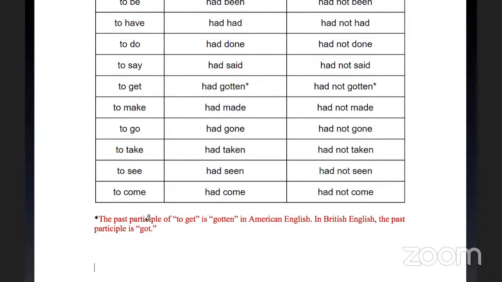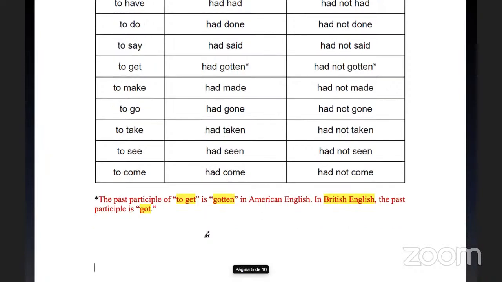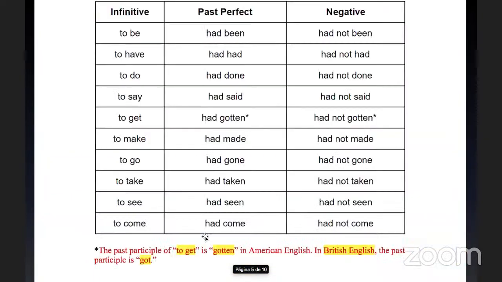So the past participle of to get is gotten. But in British English it is got. Entonces, si ven por ahí, gotten es lo mismo que get, pero en pasado participio, en inglés americano. Pero en inglés británico, el pasado participio es got. Questions about past participle.